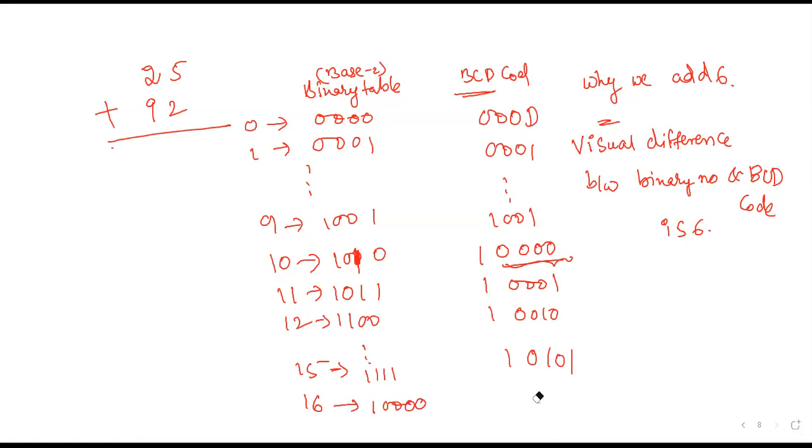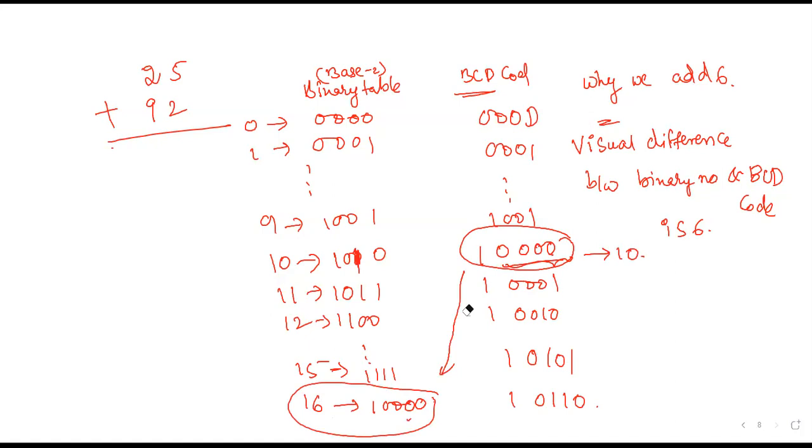Now see, 10 in BCD code is represented as 1 followed by 4 zeros, and 16 in binary is represented as 1 followed by 4 zeros. So there is a visual difference of 6 between binary and BCD code. So we add 6 to the binary numbers to visualize in BCD code, to erase the difference between binary and BCD code.